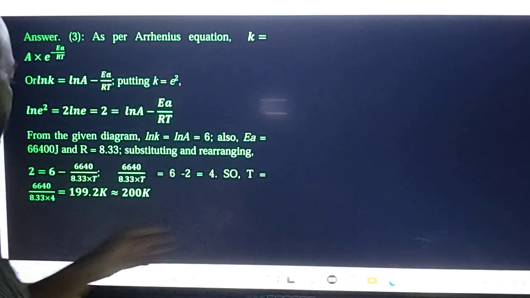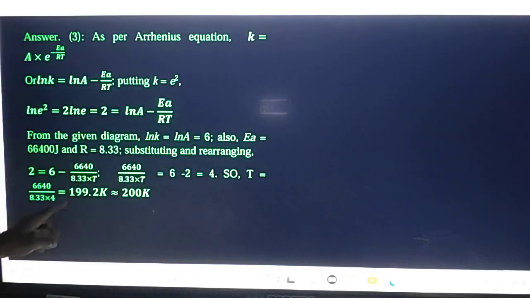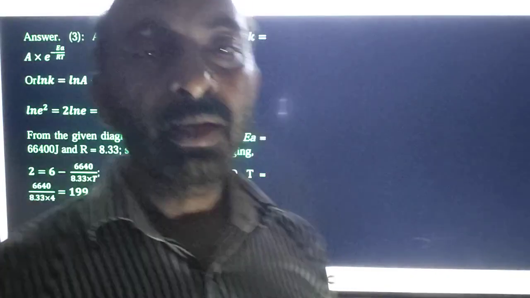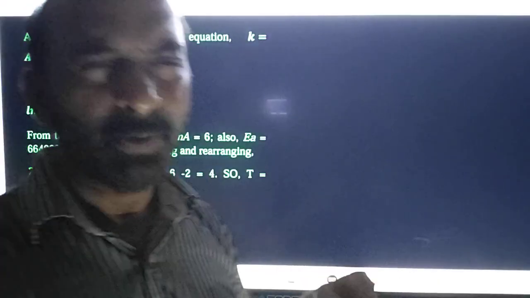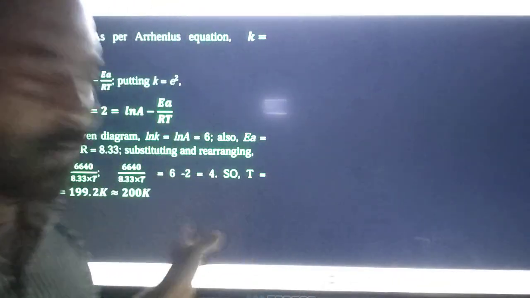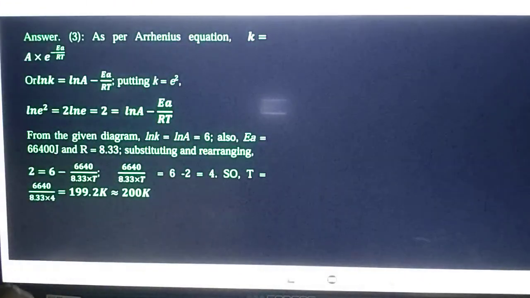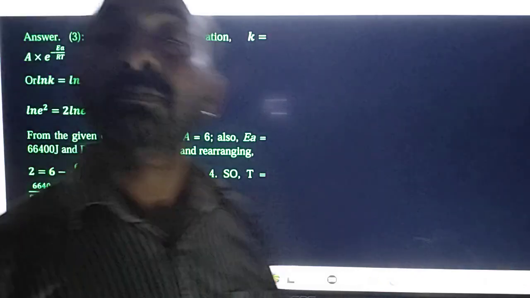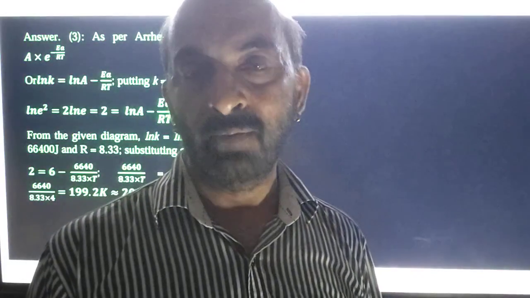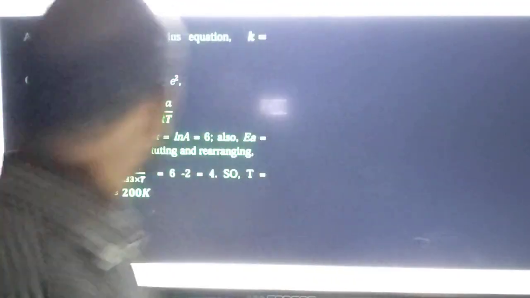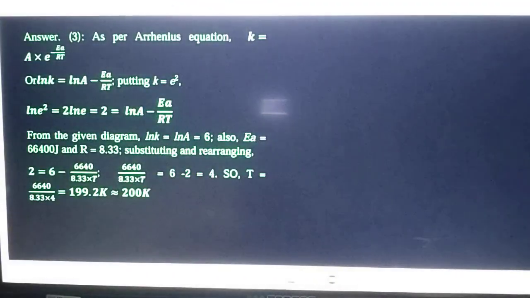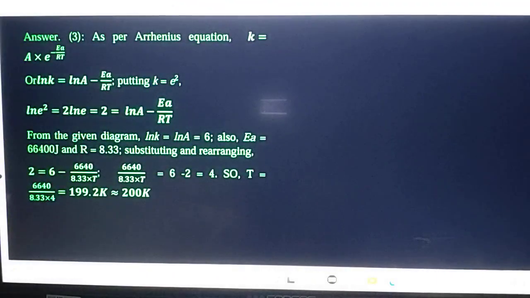You can do it very easily, and you get that equal to 199.2, very near to 200 Kelvin. Some calculation is involved there. It's not direct simplification. After doing that, you will get 199.2, which is taken to be 200 Kelvin among the options given. Okay, so here option 3 will be the right answer. It is from kinetics.